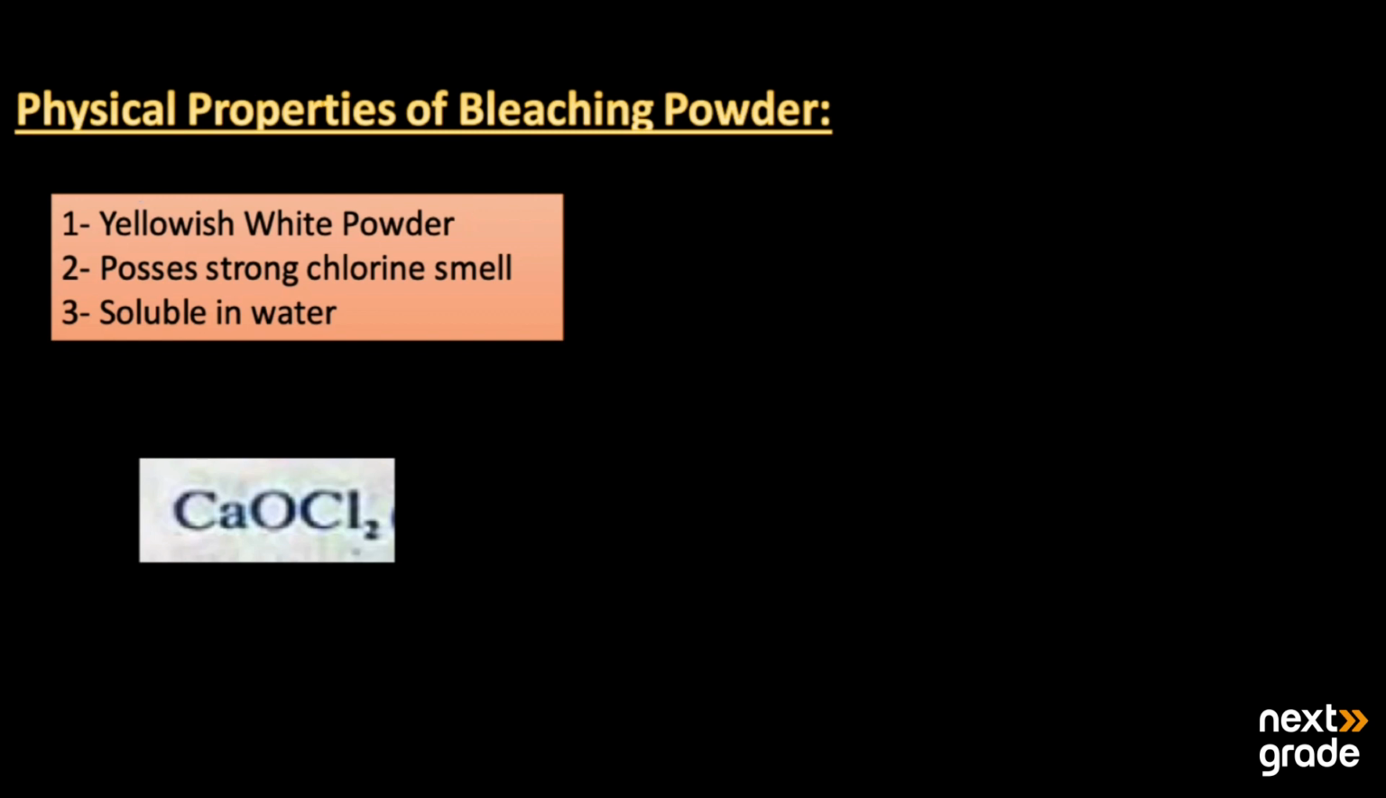The number one property is that it is a yellowish white powder. It is present as a finely ground powder, which is specifically white in color, but sometimes it may show a yellowish to white color. It possesses a strong chlorine smell, as this compound contains chlorine, so it has a very strong pungent smell of chlorine that is somewhat irritating. The third one is that it is soluble in water. It can be easily soluble in water.